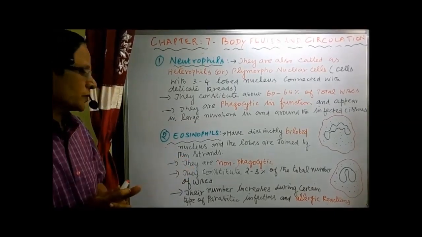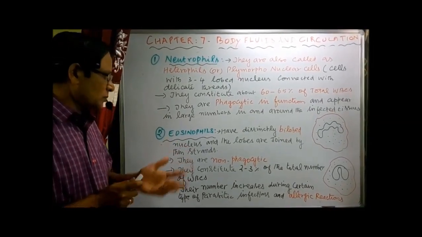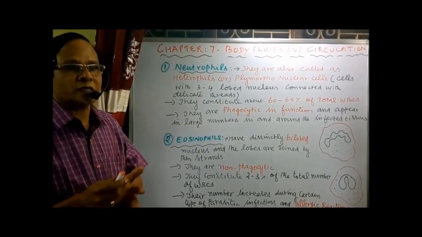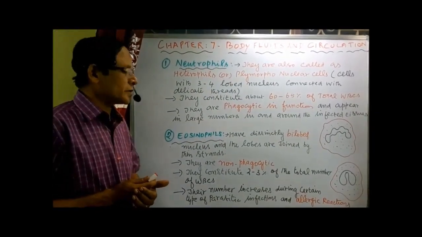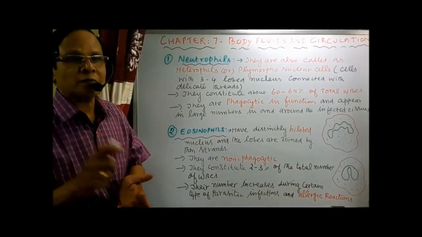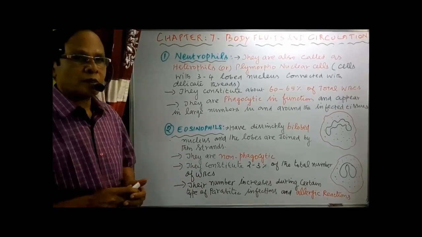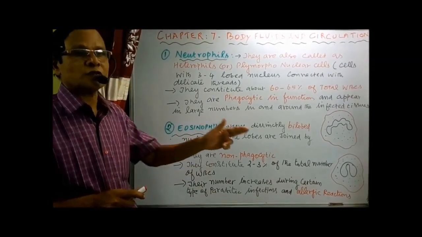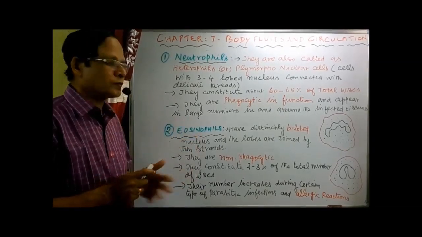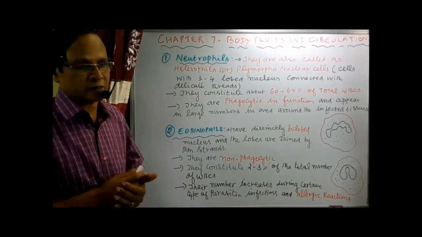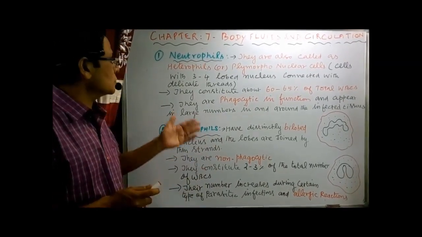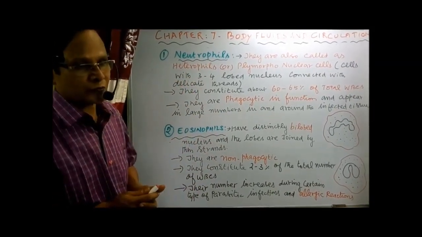Then what is their role? Their number increases during certain parasitic infections or during allergic reactions. We have one type of allergy caused by dust that results in an increased number of eosinophils. That is called eosinophilia. Eosinophilia is due to an increased number of eosinophils, a kind of allergic disease. Okay, that's about eosinophils. Now we go for the next one, the basophils.